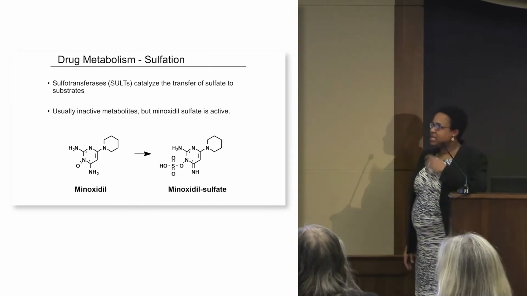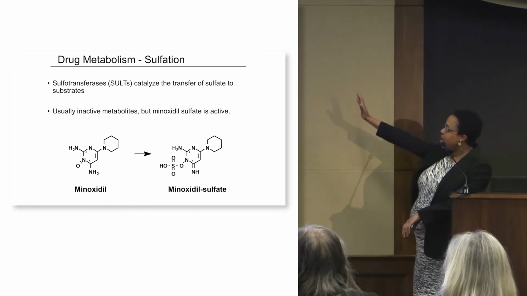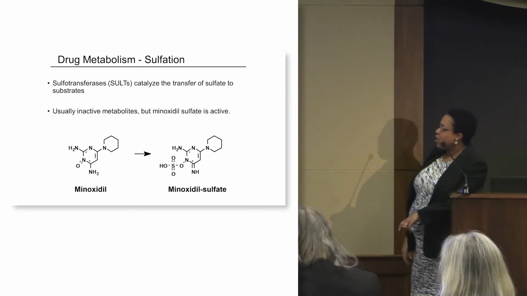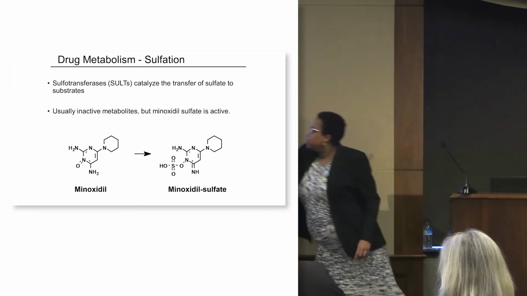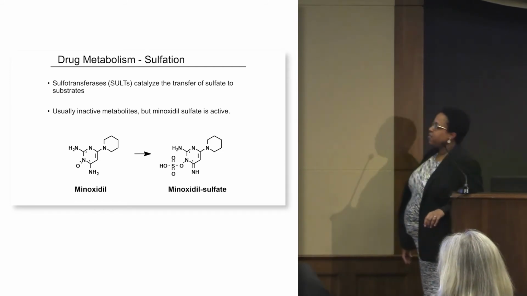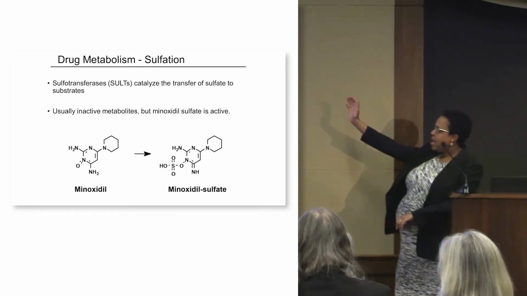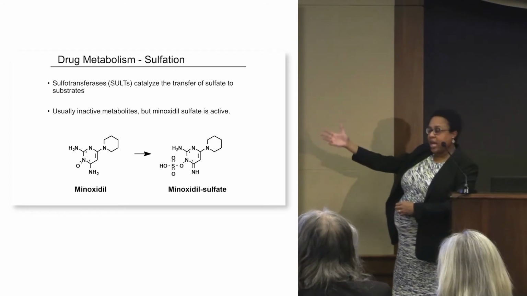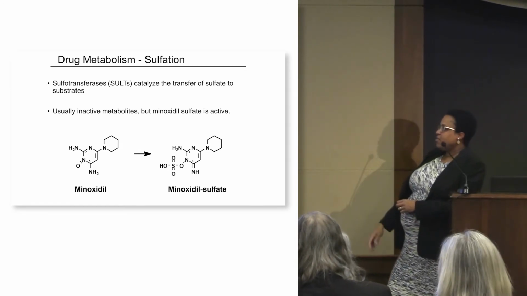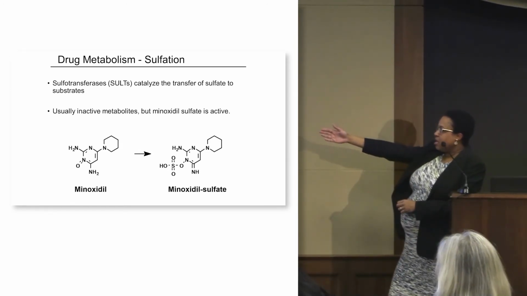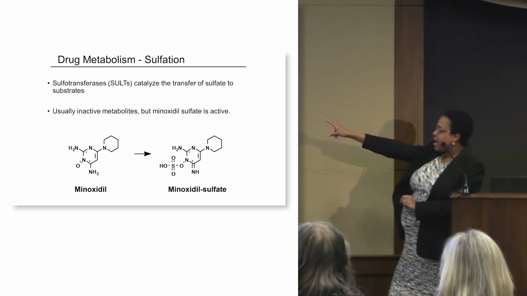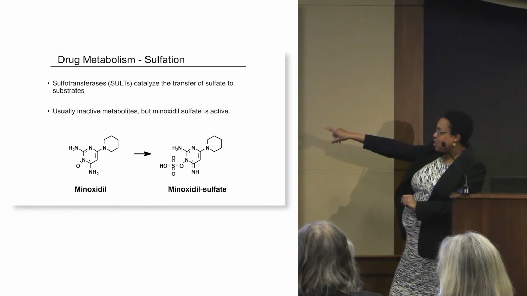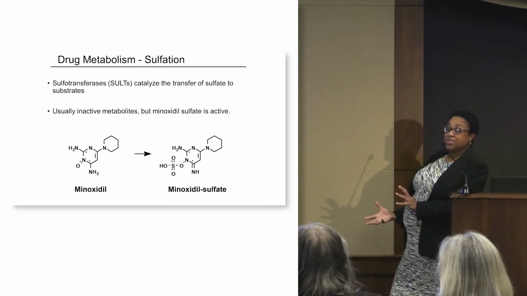And just kind of a final example, there's another form of metabolism called sulfation. And this is where you have a sulfur group, shown here, transferred to a molecule. And so this is minoxidil, which is actually used for hair loss. So this is Rogaine, for instance, is one of the trade names for it. And so minoxidil, or Rogaine itself, is actually inactive. But when it's sulfated, so when it's metabolized, we have that sulfate group added, that's when it becomes active.